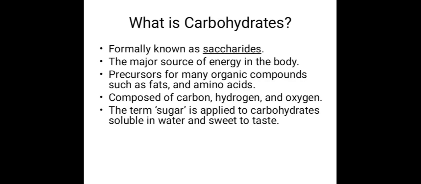And remember, carbohydrates are organic compounds, meaning they are composed of the element carbon. So again, carbohydrates are precursors metabolized for the production of fats and amino acids. Next, carbohydrates are composed of carbon, hydrogen, and oxygen. So always remember this in the structure of carbohydrates. Now we have the presence of carbon, hydrogen, and oxygen.